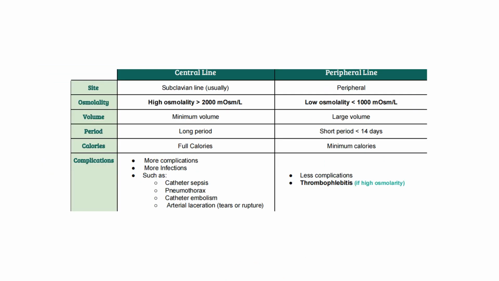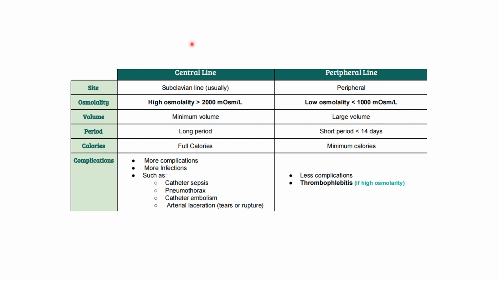This is another table describing the difference between central and peripheral parenteral nutrition, or just central line and peripheral line. For the site, for a central line it is usually the subclavian line, and for peripheral you use a peripheral line. Osmolarity, as we said, for the central one is usually higher, greater than 2000, for the peripheral one it is less than 1000. Volume: minimal volume for central, large volume for peripheral.